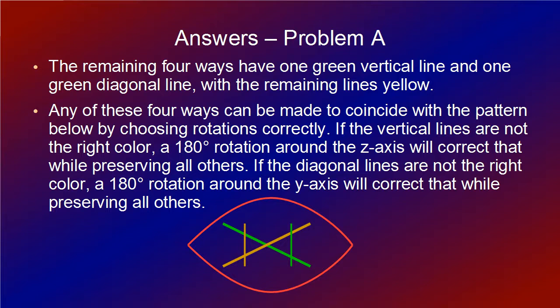The remaining 4 ways have 1 green vertical line and 1 green diagonal line, with the remaining lines gold. The key observation is that any of these 4 ways can be made to coincide with the pattern below by choosing rotations correctly. If the vertical lines are not the right color, a 180-degree rotation around the z-axis will correct that, while preserving all the others. If the diagonal lines are not the right color, a 180-degree rotation around the y-axis will correct that while preserving all of the others.